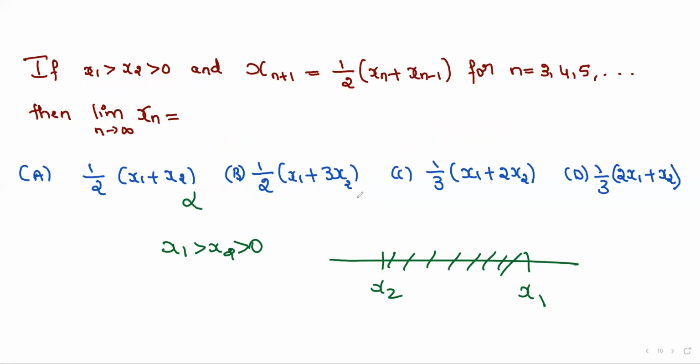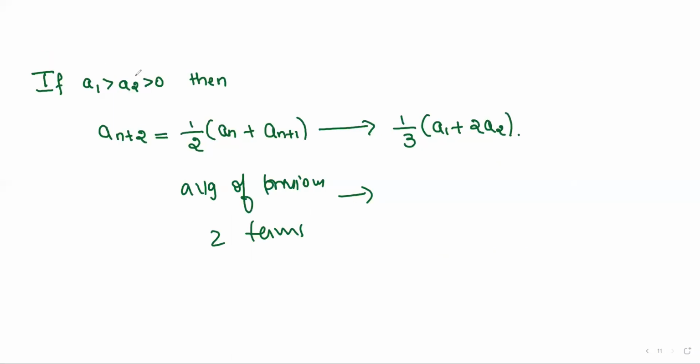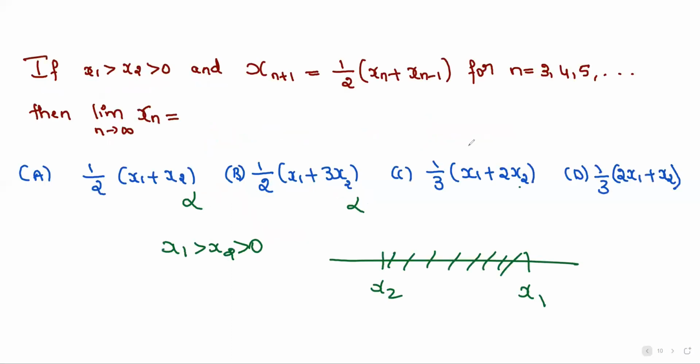Clearly, option A and option B, these two options are discarded. Next, we need to select any one from these two options, right? Here we have x1 plus 2 into x2. Here we have 2x1 plus x2. Note that x1 is greater than x2. See, if a1 is greater than a2, then it converges to (a1 plus 2 into a2) by 3. By this argument, clearly this sequence converges to 1 by 3 of (x1 plus 2 into x2). Option C is the right answer.